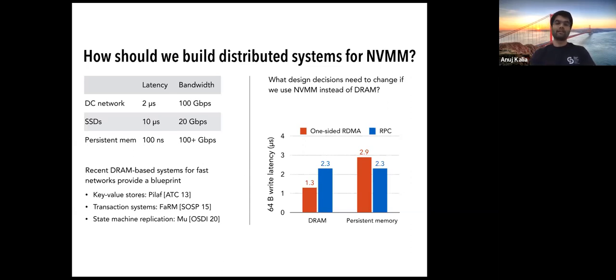As one example, it is well known that if an application needs to write to remote DRAM, doing so with one-sided remote direct memory access provides lower latency than if we were to involve the remote machine CPU with a remote procedure call. However, we show in our paper that the opposite is true if the application needs to write durably to a remote machine's persistent memory. And because low latency remote writes are such a fundamental building block of numerous systems, this is one aspect of the design that likely needs to change.